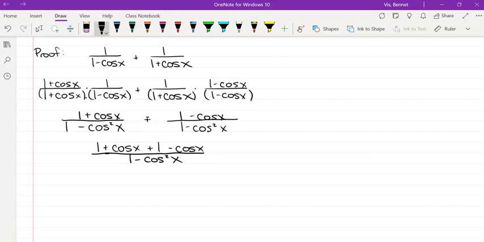Again, haven't really done any trig stuff yet, so I haven't had the need to justify any of my steps over here except for algebraic pieces. But now on the numerator I have cosine minus cosine. Those are going to go away, and I'll just be left with a numerator of 2. And my denominator is 1 minus cosine squared. That's a Pythagorean property. That is just sine squared. There's my justification that I need.